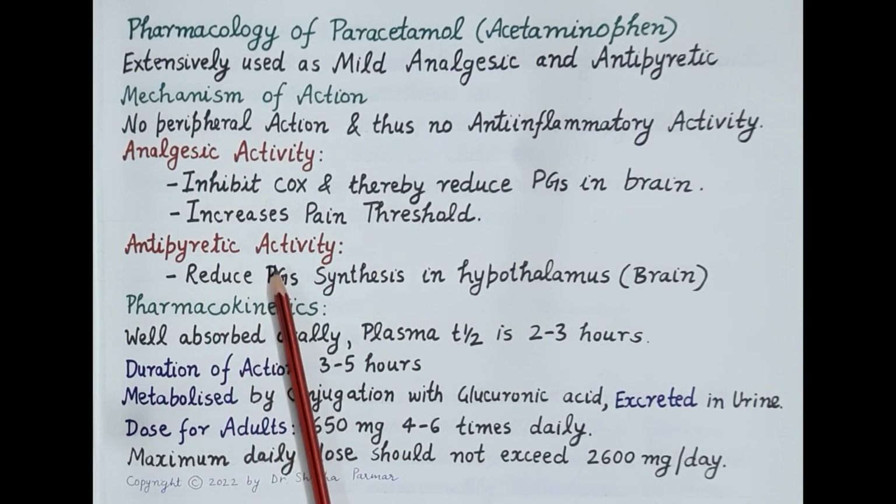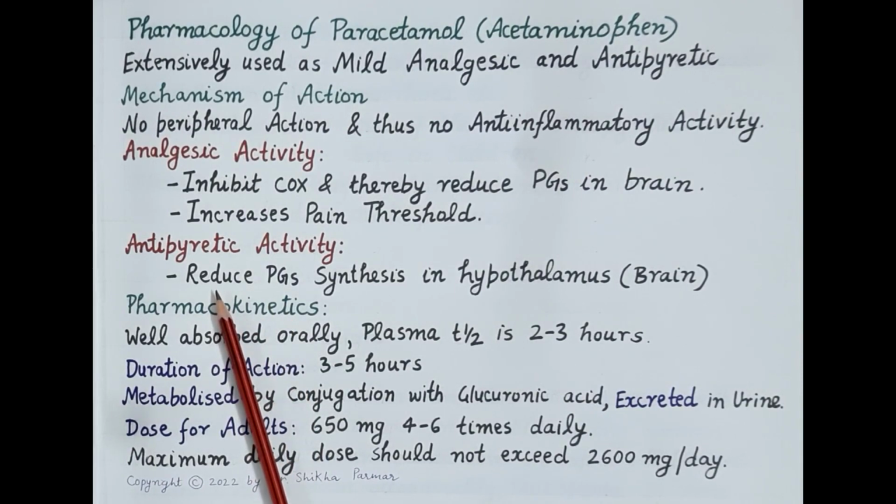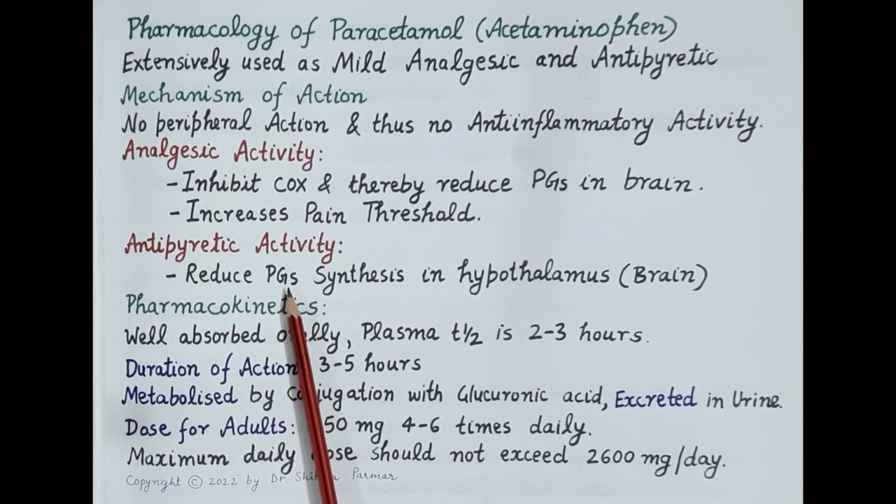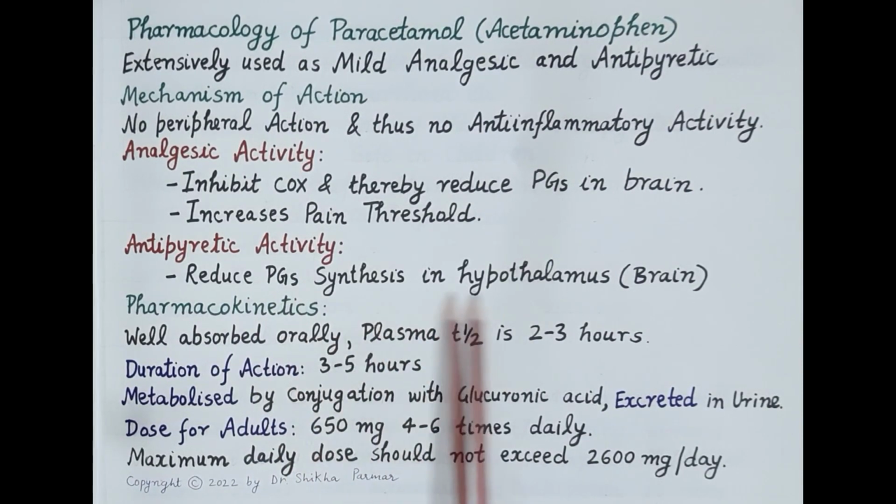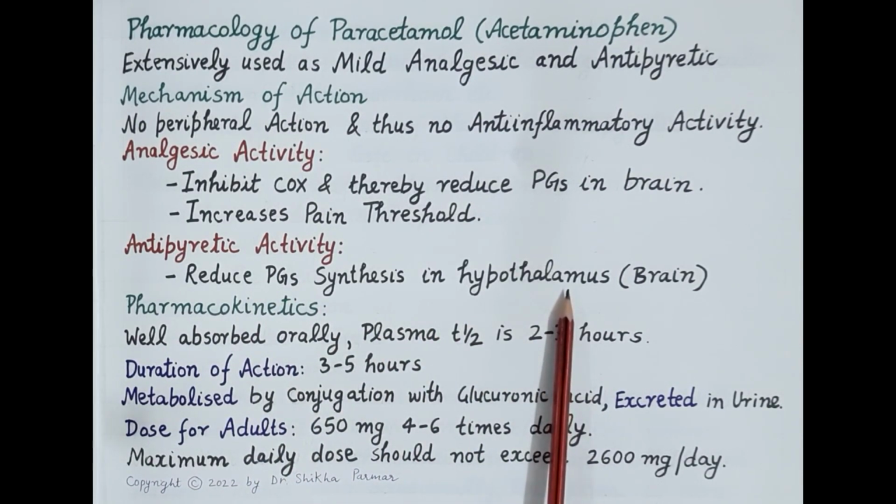Paracetamol has antipyretic activity. It reduces fever. Paracetamol is one of the best drugs to be used as antipyretic, especially in children. Unlike aspirin, paracetamol does not produce Reye syndrome in children. Paracetamol inhibits cyclooxygenase enzyme and reduces synthesis of prostaglandins in hypothalamus, that is in the brain.